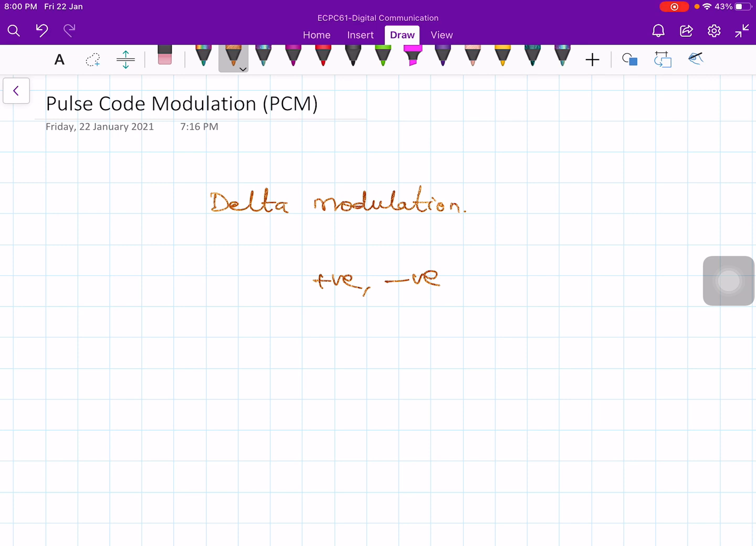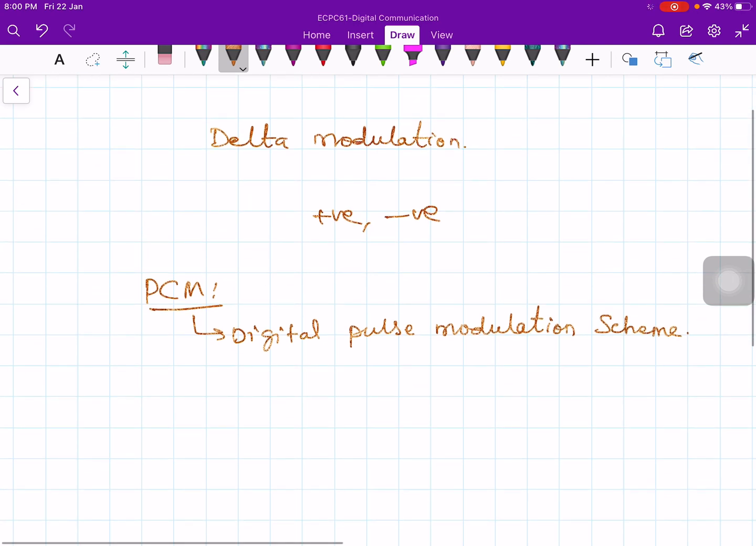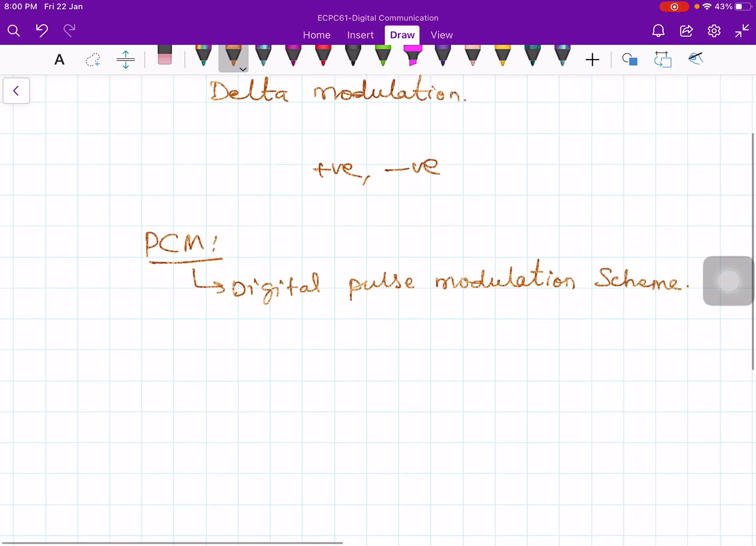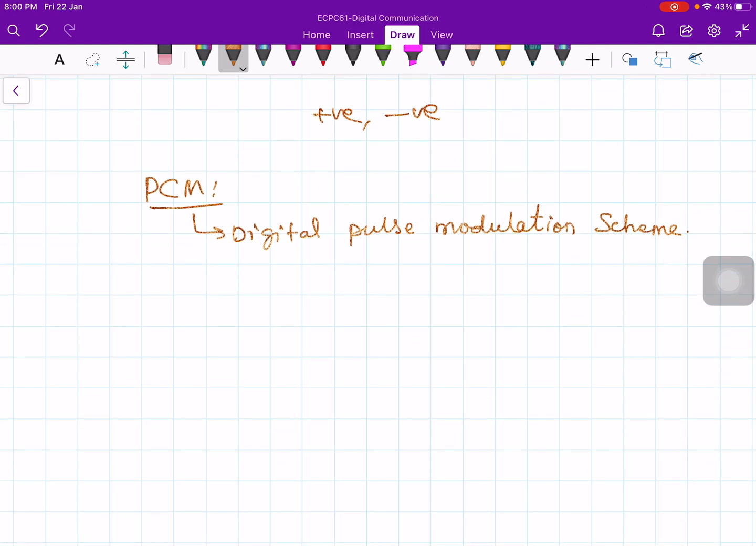Pulse code modulation, PCM. Like delta modulation, this is also a digital pulse modulation scheme. But the approach is quite different, as I will show in the following block diagram.